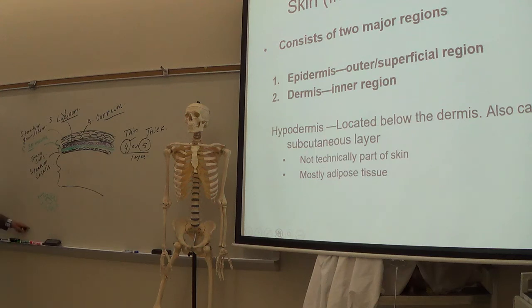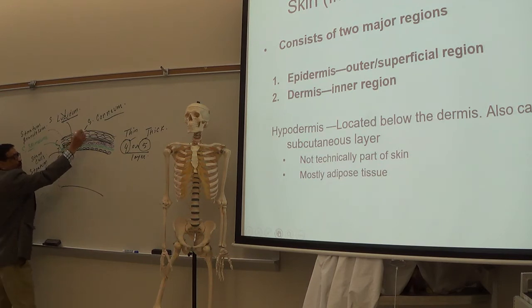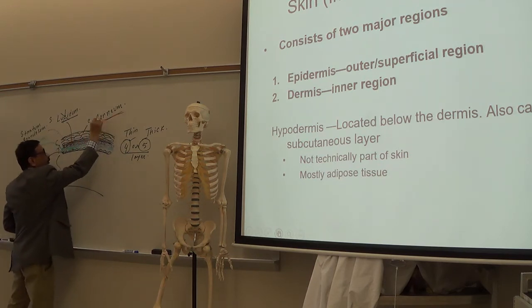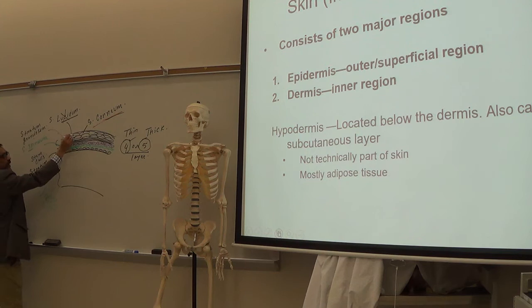Now, this outermost layer, which is stratum corneum, which is actually many layers of flat cells, you see? So, that is stratified squamous. And these cells are filled with that special protein called keratin.